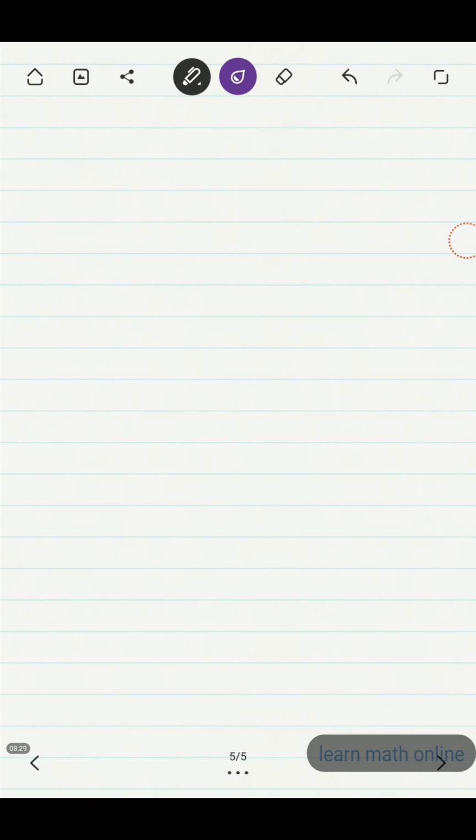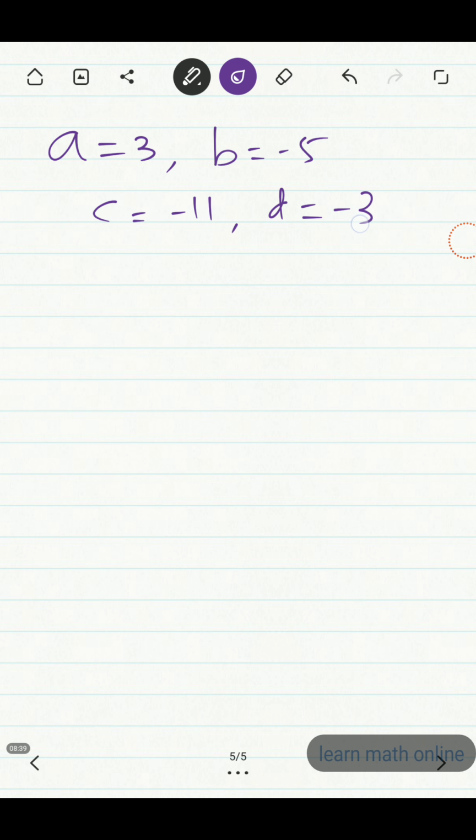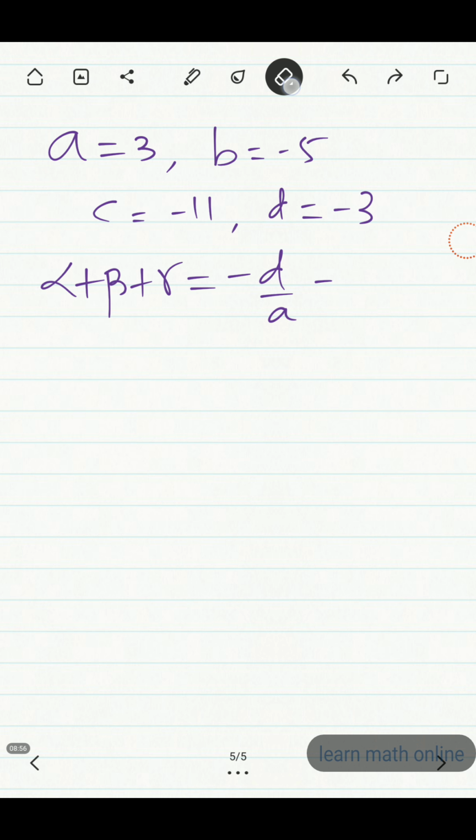Let me take another page. So we have a is equal to 3, b is equal to minus 5, c is equal to minus 11 and d is equal to minus 3. Now the sum of the zeros, that is alpha plus beta plus gamma, is minus d by a, isn't it? Just now we learned that. Sorry, it is minus b by a, not minus d by a.